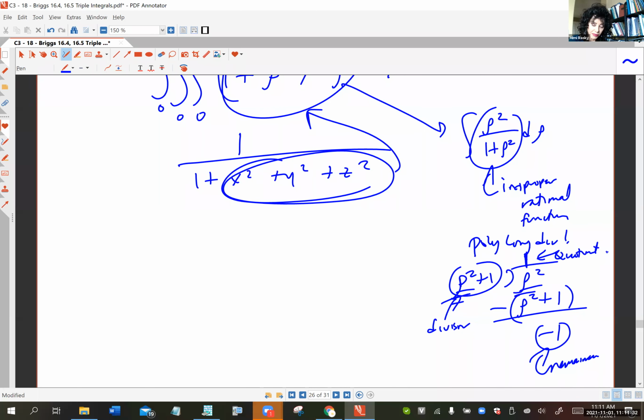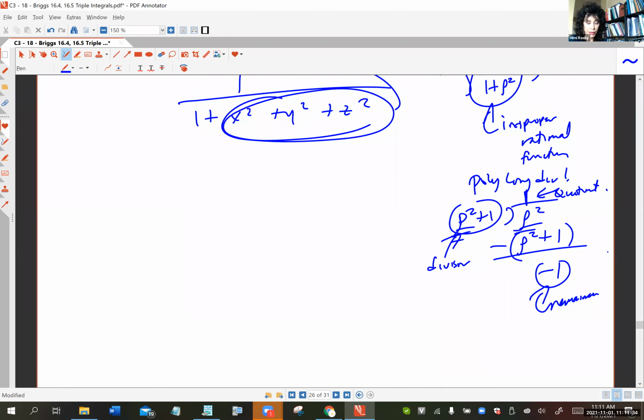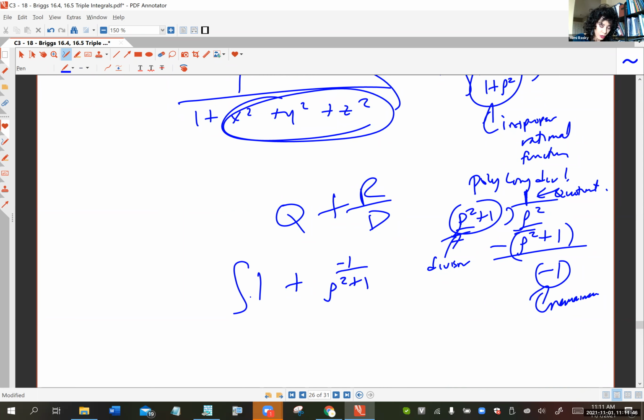Okay, so then how do you rewrite this? I did my polynomial long division, now what? I'm stuck. So you always write it as quotient plus remainder over divisor. So your integral is going to look like 1 plus the -1 over rho squared plus 1.